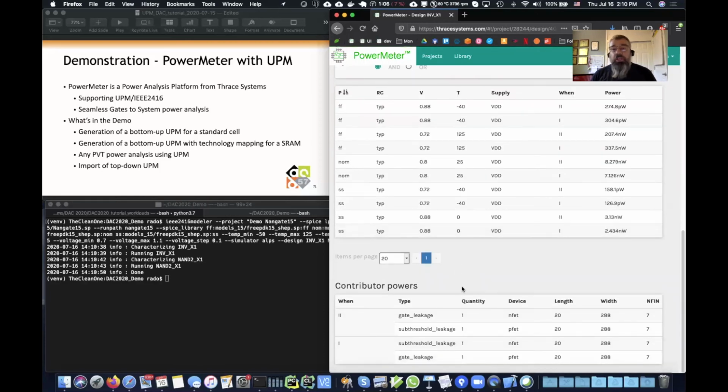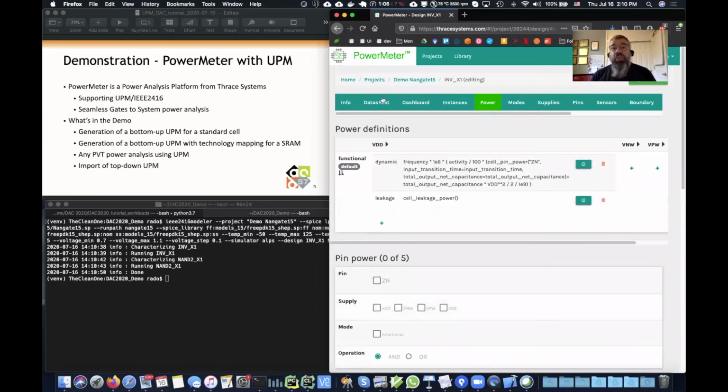Here is the data for the inverter. If you remember the pictures for what UPM looks like, we have two states, and for each of the states, the two transistors are leaking differently. One is contributing gate leakage, the other one is contributing subthreshold leakage, and in the reverse state, they switch, and then NFET will be leaking subthreshold, and PFET will be leaking gate leakage. This is what the actual data looks like.